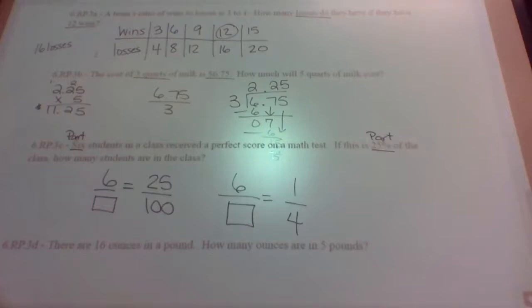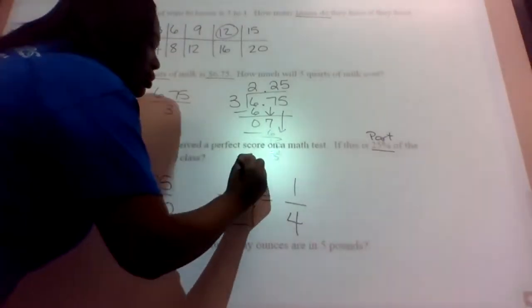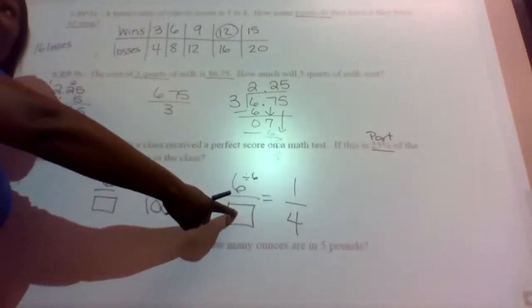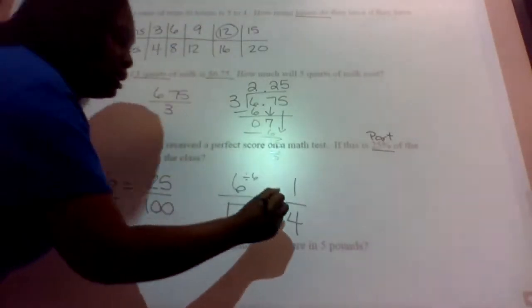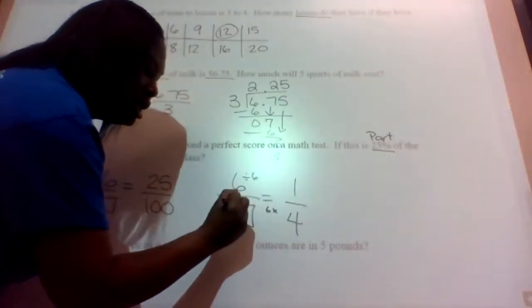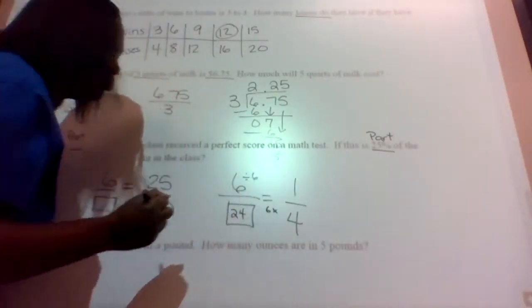What do I have to do? Divide by 6. So I don't know what to divide by 6 here, but I can do the inverse, which is what? Multiply by 6. And this answer is 24.